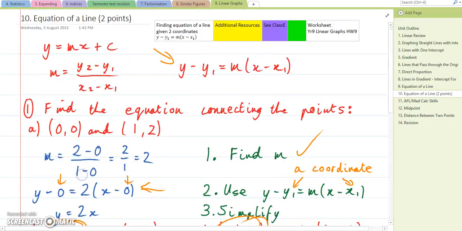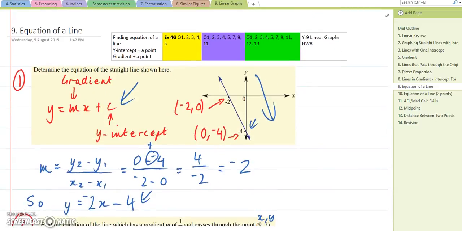So there's those two methods, whichever one you prefer. I'm happy with either way. Both would be fine in a test. Certainly if you've got a y-intercept given to you, you can just put that straight in for your c value, as we saw in these early questions here.